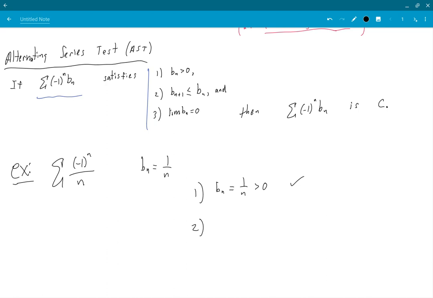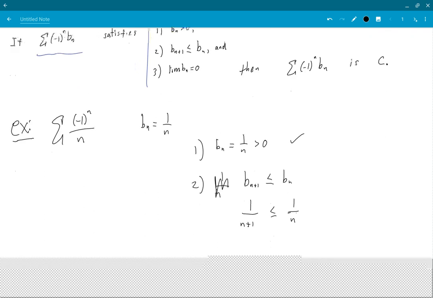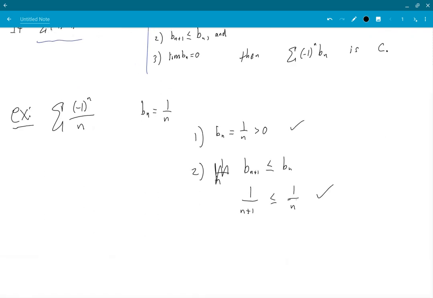2, is it decreasing? Well, is this thing less than or equal to this thing? Well, yeah, because 1 over n plus 1 is less than or equal to 1 over n. Since if you cross multiply here, you get n is less than or equal to n plus 1. Actually, strictly less, right?